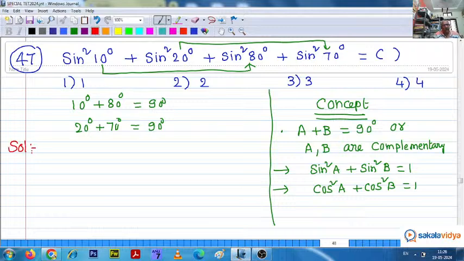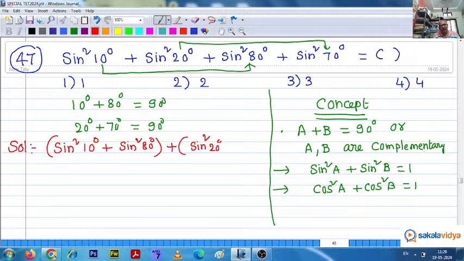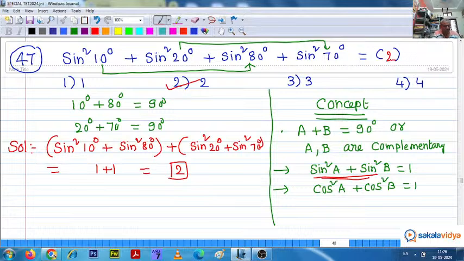Now this can be written sine square 10 degrees plus sine square 80 degrees plus, grouping only, here grouping takes place, sine square 20 plus sine square 70. So using this concept, 1 plus 1. So the answer is 2. Second option is the right option.